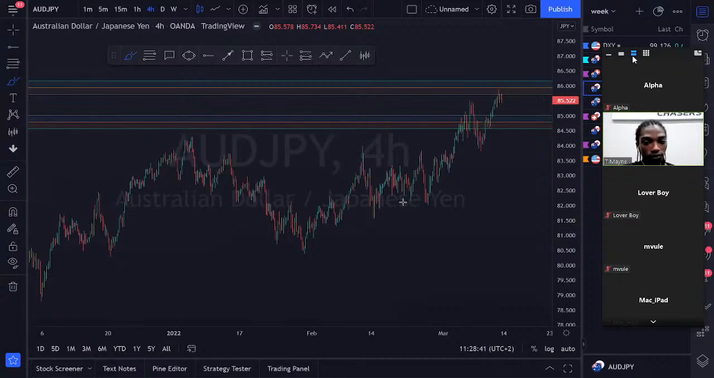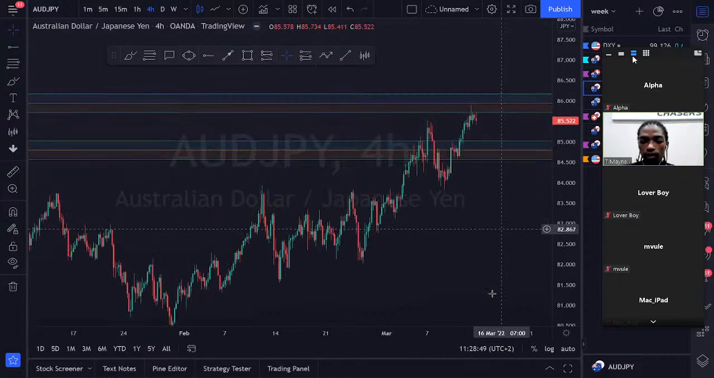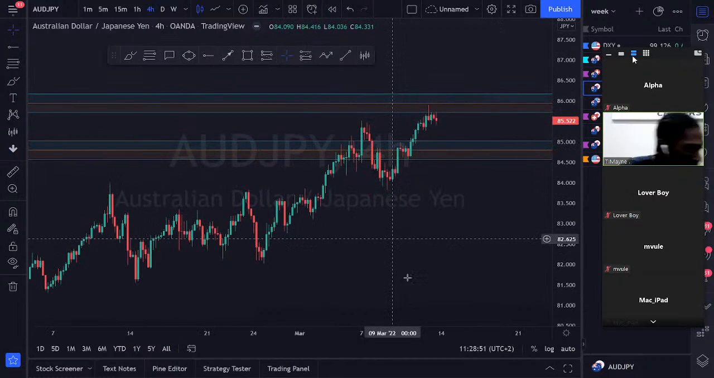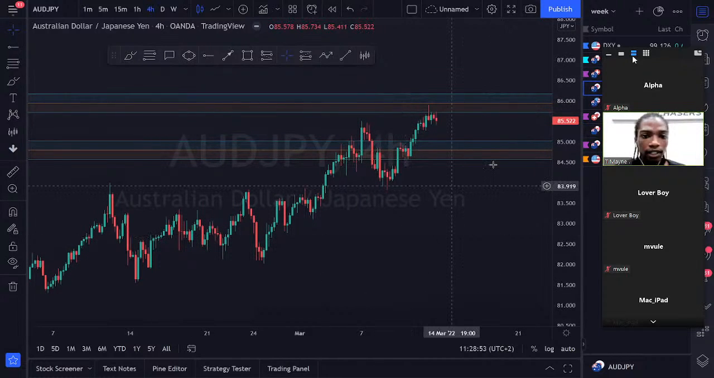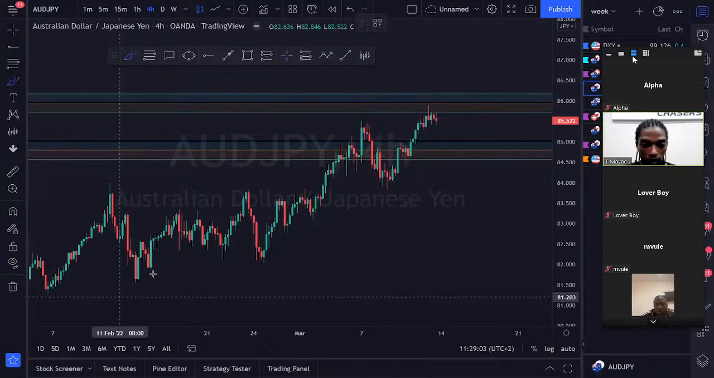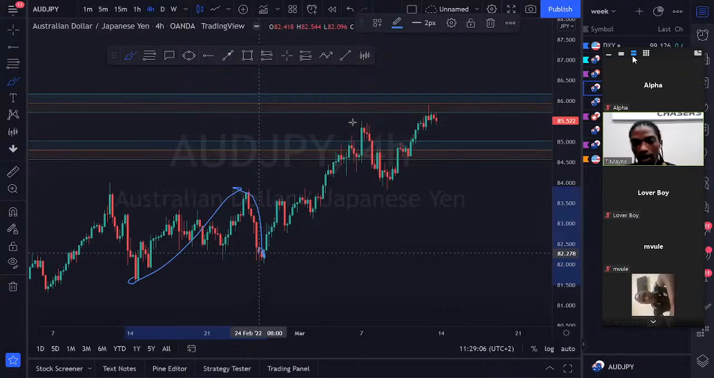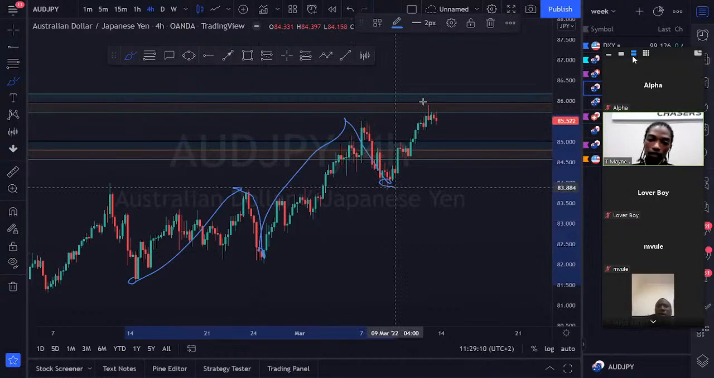So looking at the 4 hour, just coming to the most recent price action over here. We're just going to focus on the most recent price action, guys. Obviously, we can see that we're in a clear as day uptrend. We've got some support there. We've got some highs. We've got a higher low. We've got a new higher high. We've got a new higher low. And we've got a new higher high.